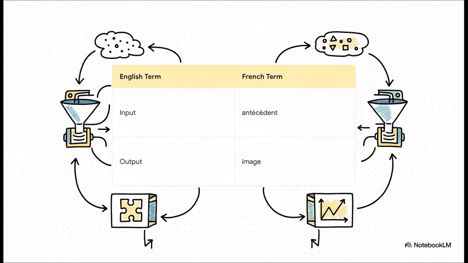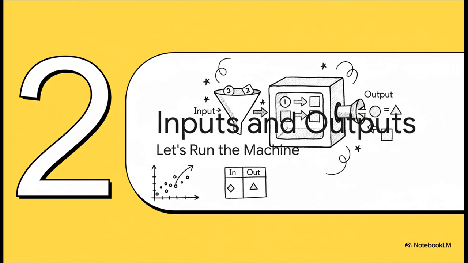Now, I know you're working in the French system, so you're going to see some different words, but don't let them throw you off. They mean the exact same thing. When you see antécédents, just think input. And when you see image, just think output. They're just different labels for the very same parts of our machine. All right, enough theory. Let's fire this machine up and get our hands dirty. We're going to start putting some numbers in and see what actually comes out the other side.